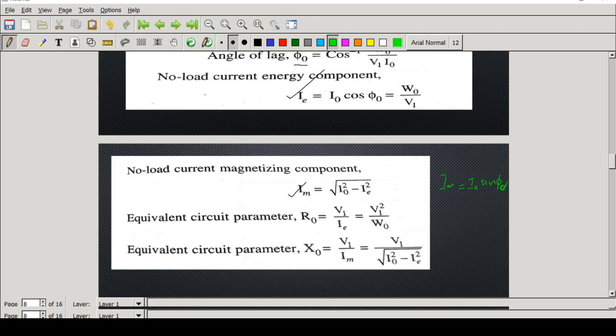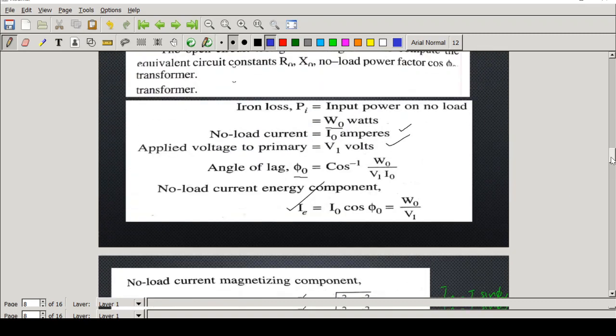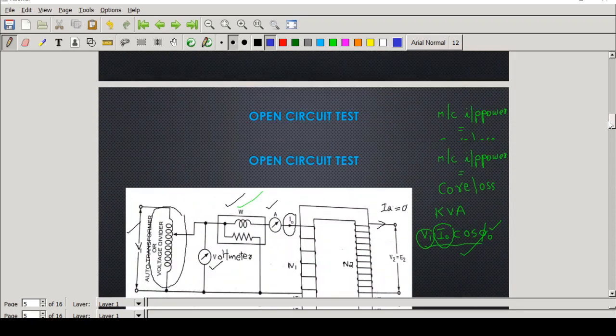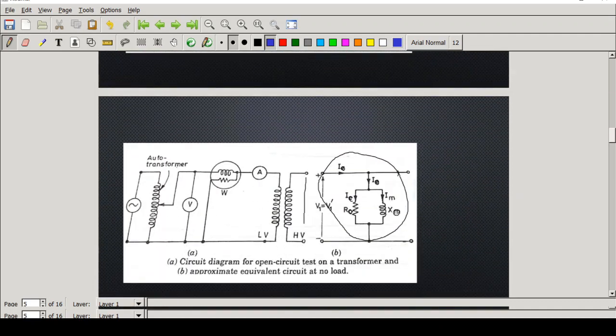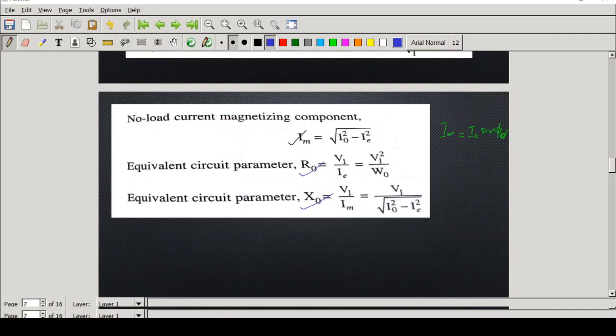Once you get this, it is very easy to get the next step, that is how to find R0 and X0. Let's go back to that equivalent circuit. If you see here, the voltage appearing across the resistance R0 and the reactance X0 is V1, and we already have the value of V1. So R0 will be V1 divided by IE and X0 will be V1 divided by Im. Using those equations we can find R0 and X0, as written here. So this is about the open circuit test.